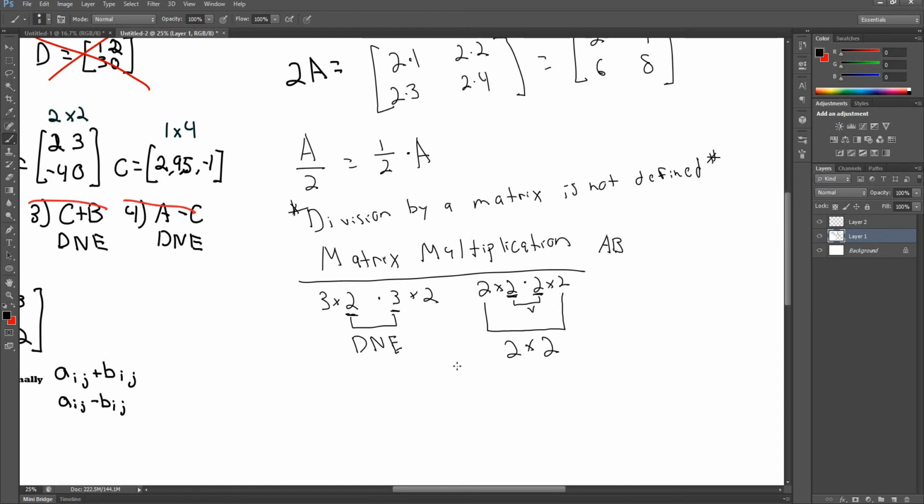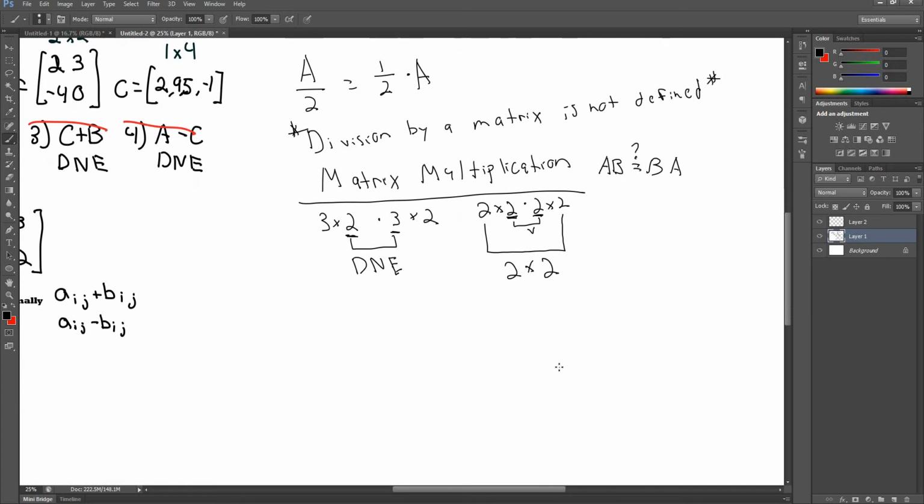Now from here, we have to actually test a property, and we're going to see something interesting, I think. We're checking if AB is the same as BA. We're going to look at two simple matrices. A is going to be 1, 3, so this is a 1 by 2 matrix. B is going to be a 2 by 1 matrix of 2, 5.